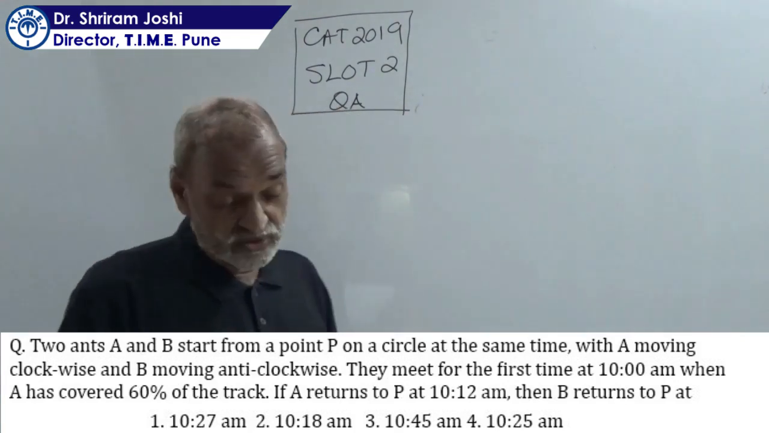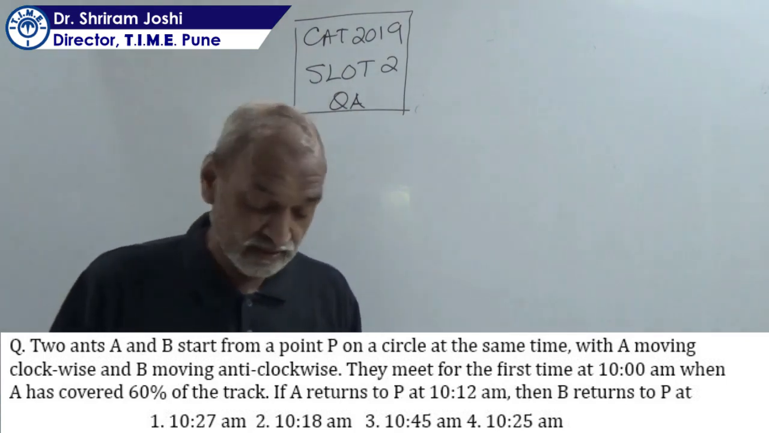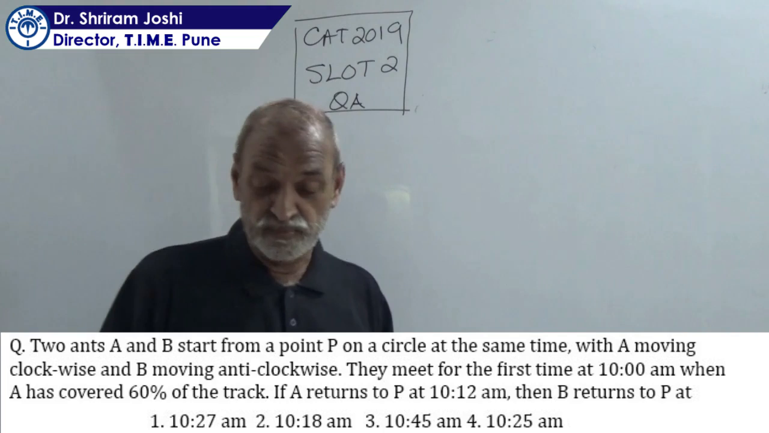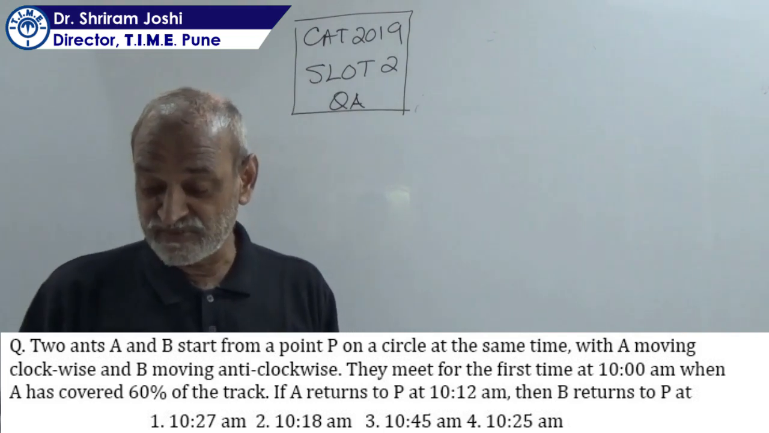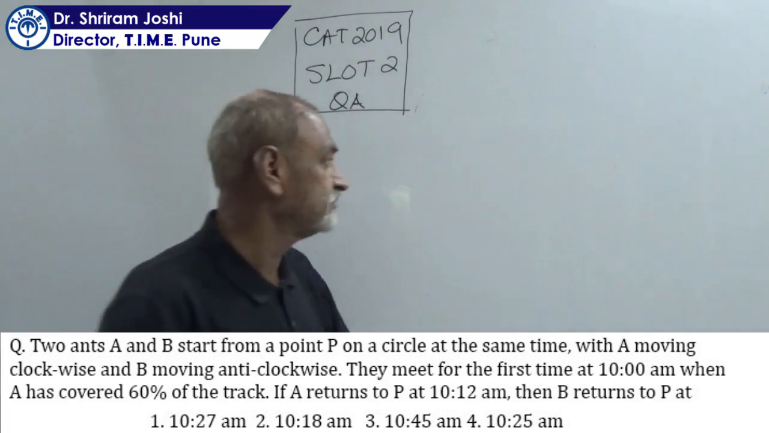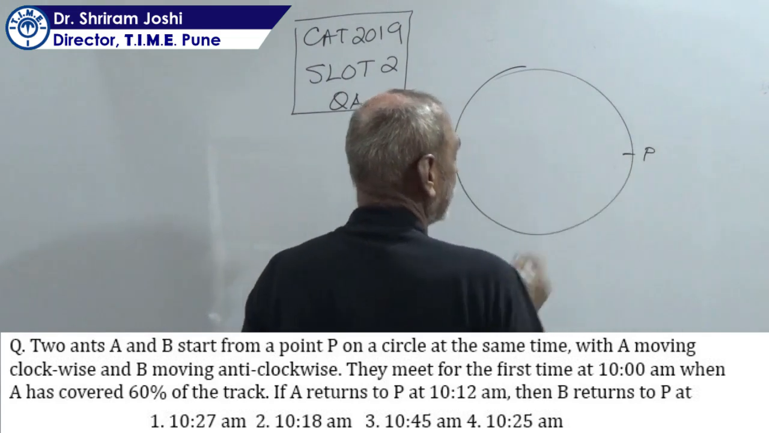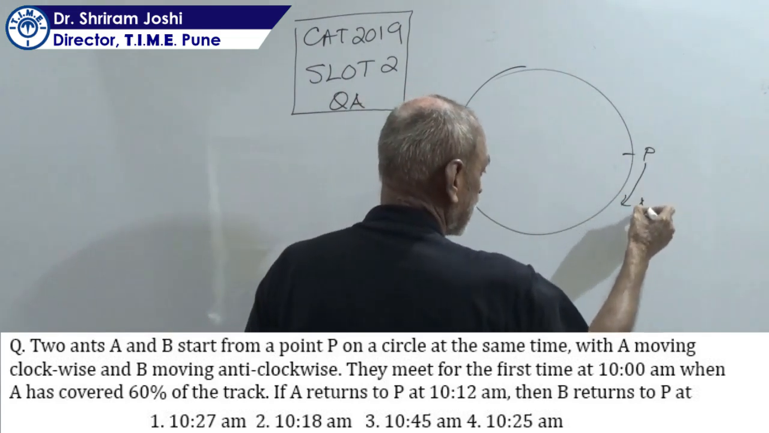Another popular subtopic, time and distance. Another problem from slot 2, quant section. Two ants. Okay, big deal. Two ants, A and B, start from point P on a circle at the same time. A moving clockwise, B moving counterclockwise. Diagram. Start from P. A moves clockwise.